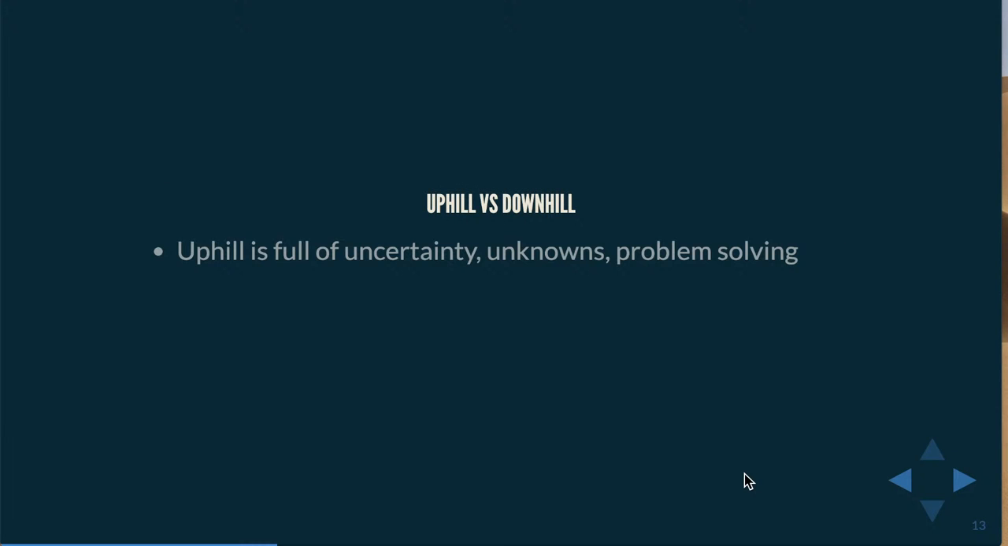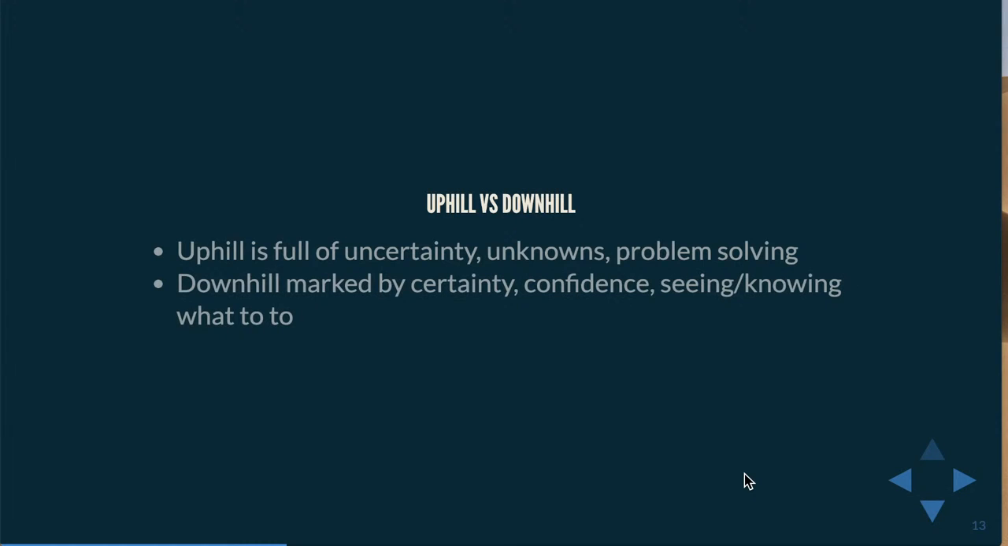So let's look at uphill. Uphill is full of uncertainty, unknowns, and problem solving. Until we've gotten to the top of the hill, we don't know exactly what's going to happen. Downhill, once you hit the top of the hill, now you have the certainty and confidence, and then you can see and know what will happen, hopefully.